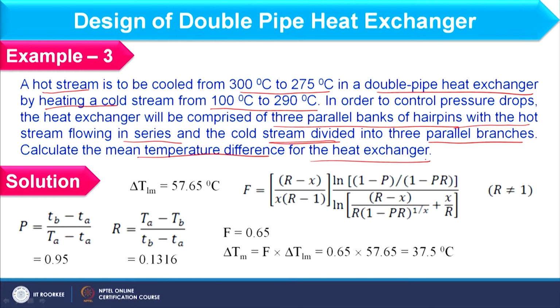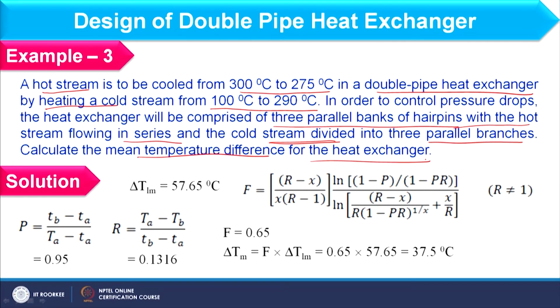Okay. Now, if you remember the first lecture of this week where we discussed the design of double pipe heat exchanger, there we discussed that if flow is parallel, right, we have to consider the FT correction factor along with LMTD for counter current flow. Okay.